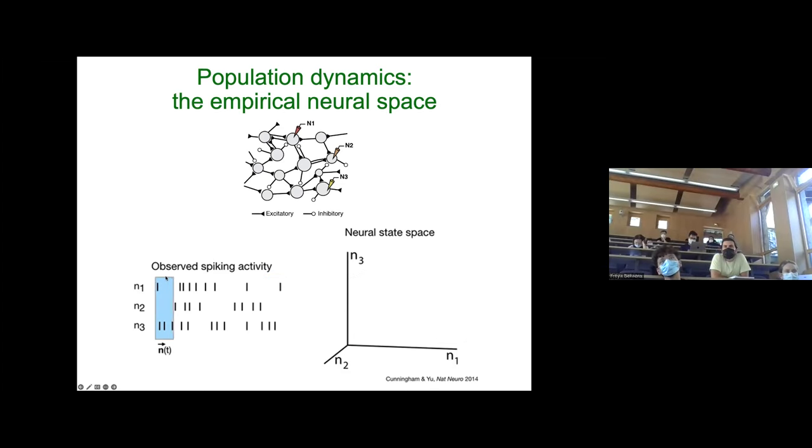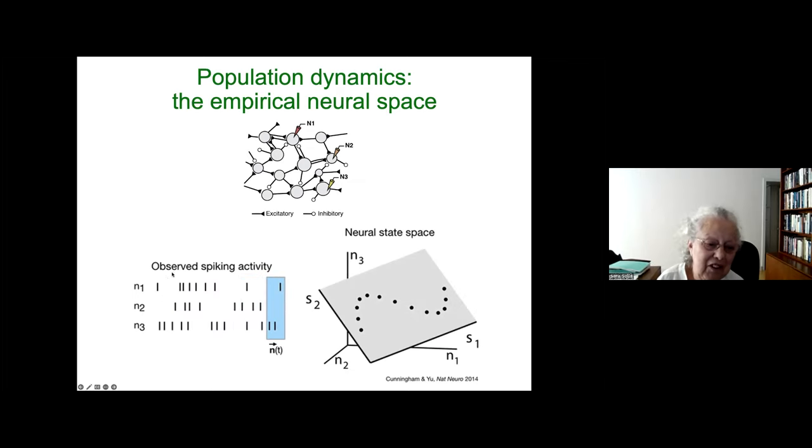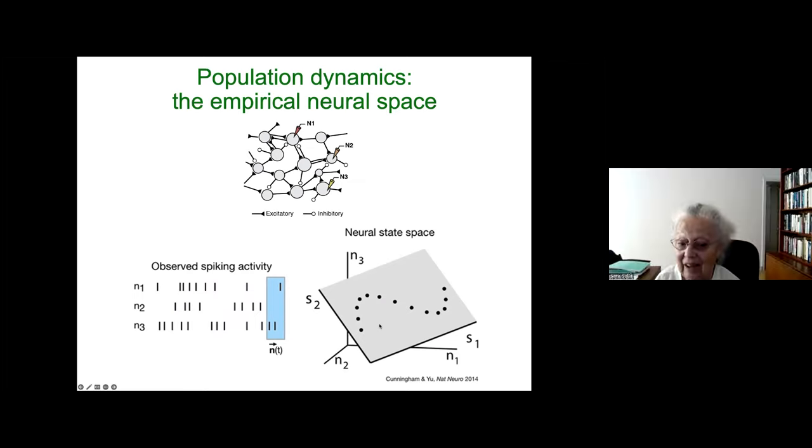I can take a bean and move that bean as time passes. Each time the bean is in one place, I can measure the activity of neuron one, neuron two, neuron three. That gives me a point in state space, where each axis corresponds to a given neuron. So that gives me the point at time one, then I move the bean and get a point at time two, a point at time three, and I get a trajectory in that space.